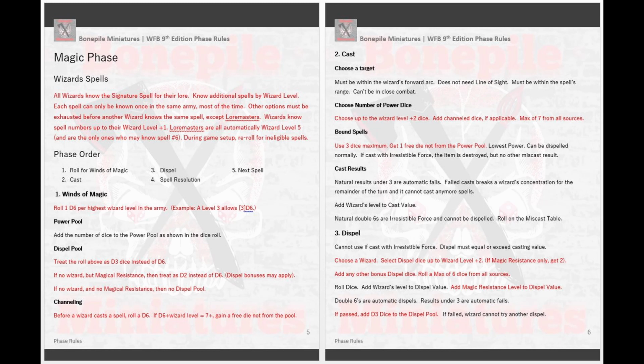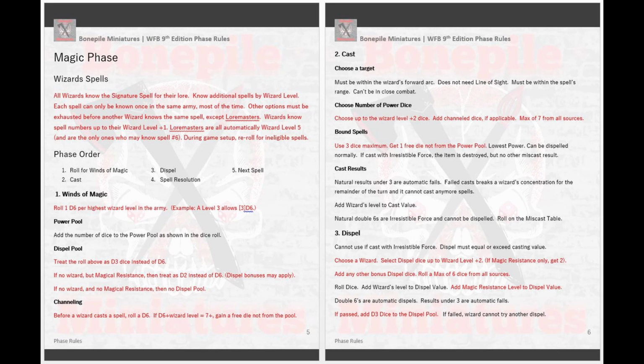Because a low-level wizard will only be able to roll a few dice at a time. So it meshes well with the idea that low-level wizards can only know the low-numbered spells, which have lower casting values. So I think this whole magic system that we've devised at Bonepile Miniatures all works well together and creates a truly scaled magic system.